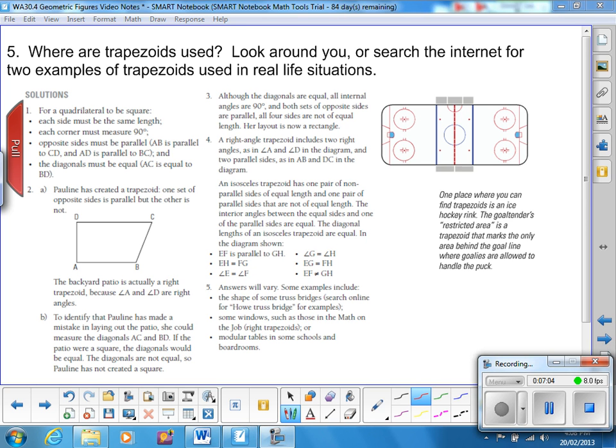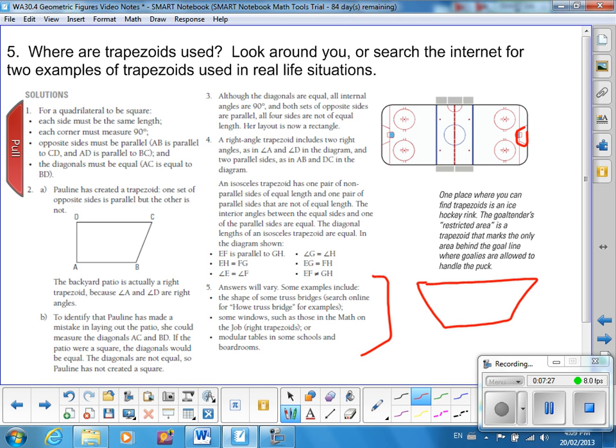Okay, so where are trapezoids used? Actually, there are several places that they're used. A Howe truss bridge, modular tables that are in your classroom. You will often find tables that look like this shape. There's one in my classroom. And also, the goal creases on a hockey rink are trapezoids.